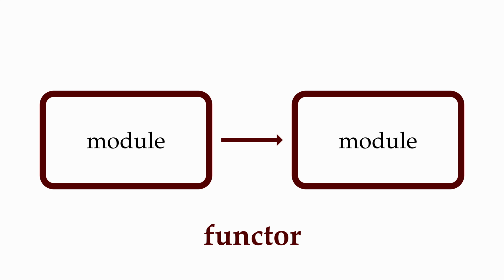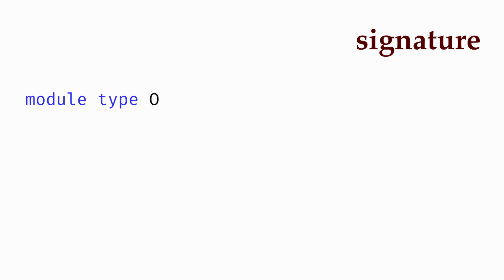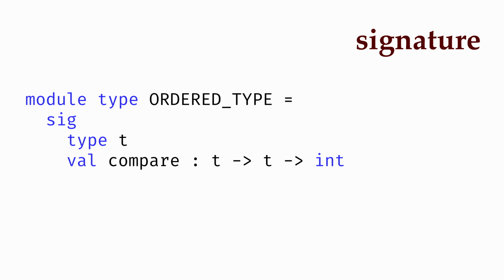Let's try to write a functor then for generating set modules of any type we want. First, what will be the input to the functor? It's going to be a module that combines a type with a function for comparing that type. So let's define a signature for this argument module. We'll call it OrderedType, and it will contain a type t and a function compare that takes two values of the type and produces an integer, -1, 0, or 1, depending on whether the first element is less than, equal to, or greater than the second element.